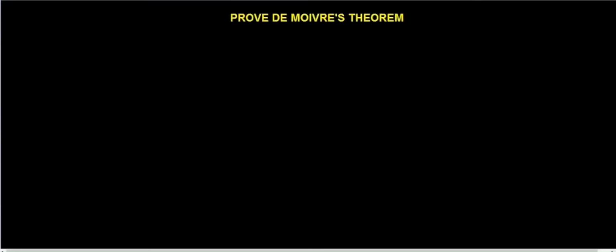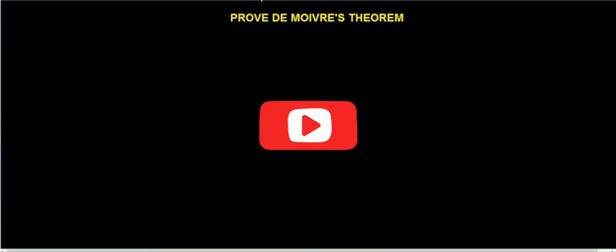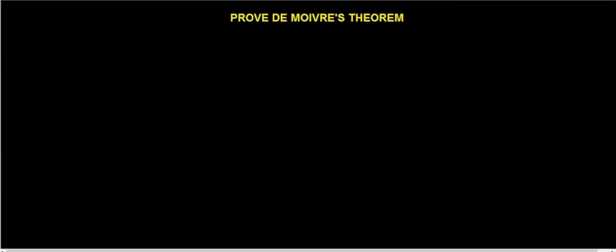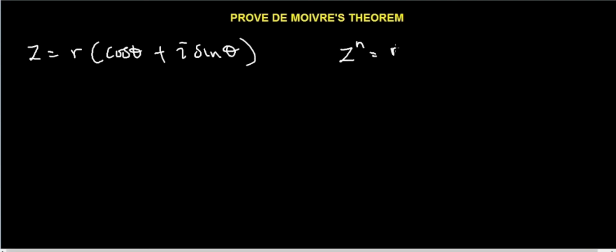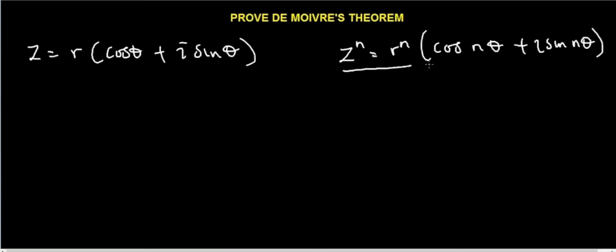Alright guys, in this video we want to prove De Moivre's theorem of complex numbers. I want to prove that if z equals r times cos theta plus i sin theta, then z to the n equals r raised to the power n times cos n theta plus i sin n theta. We want to prove that this is true if this can hold.